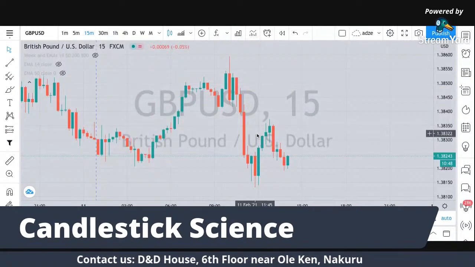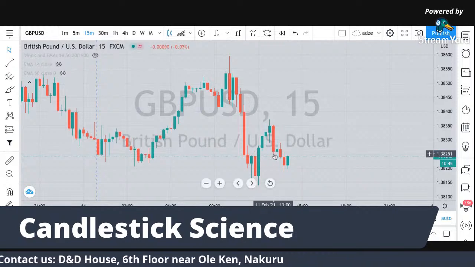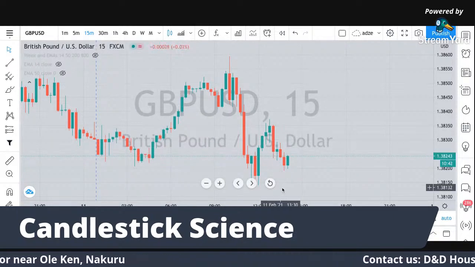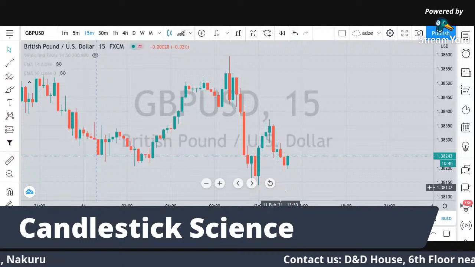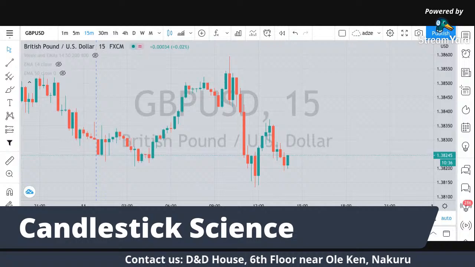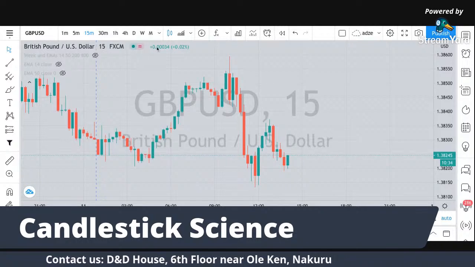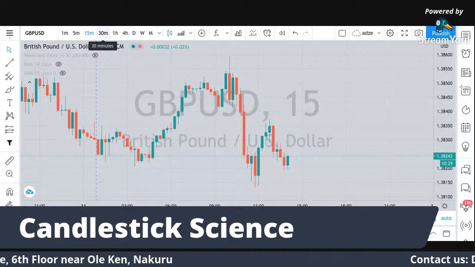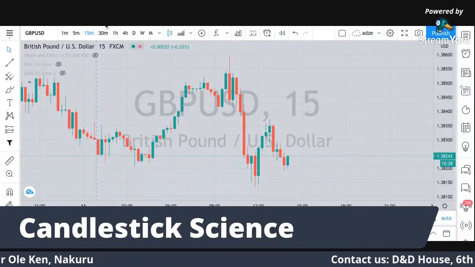GU is active from this point. 2.5 stop loss is below at 1.381. Risk is 15 pips. Attached, you can see my Facebook link. The trade has been activated.